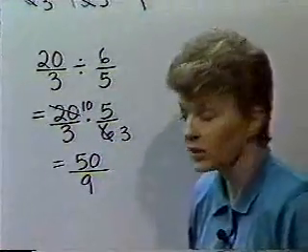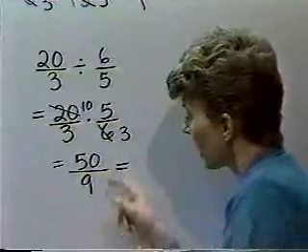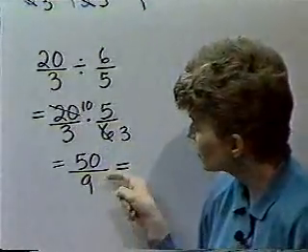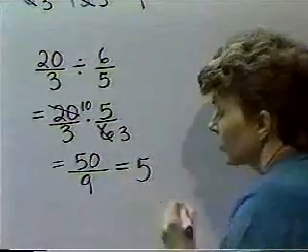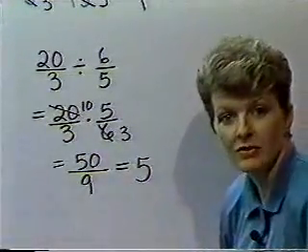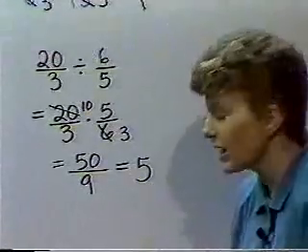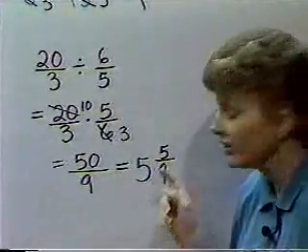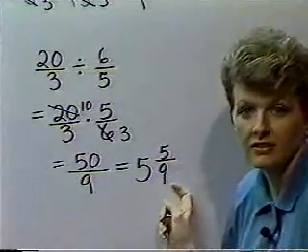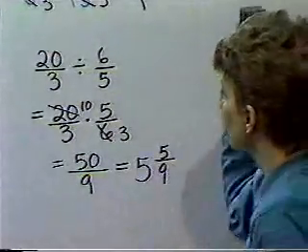By the way, if you want to turn it into a mixed number, I like leaving mine as an improper fraction, but you say 9 will go into 50 how many times? Well, it'll go 5 times, because 9 times 5 is 45, with a remainder of 5. So that's equivalent to 5 and 5/9. So that's multiplication and division.